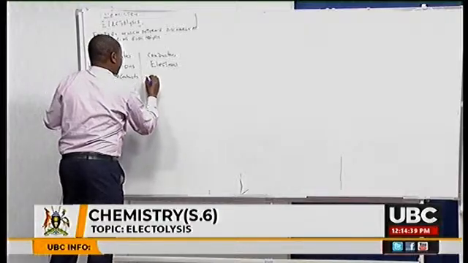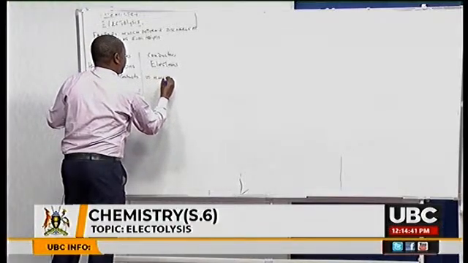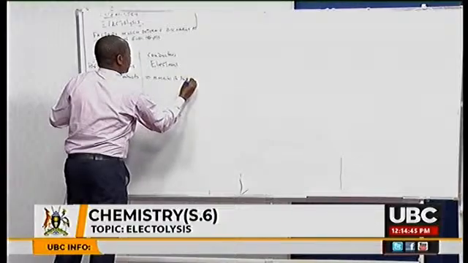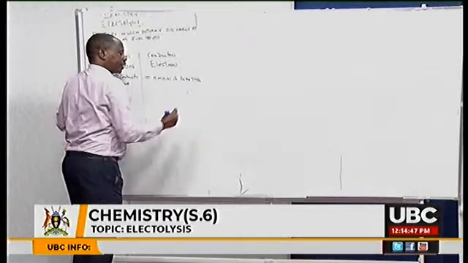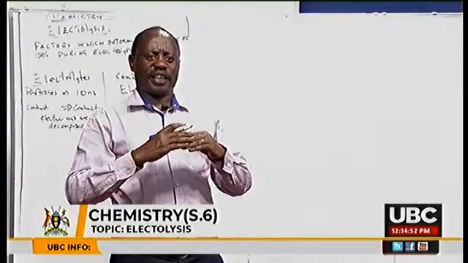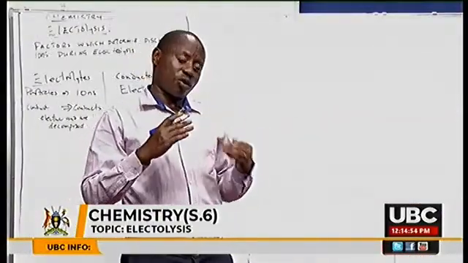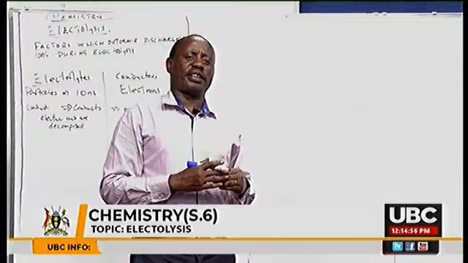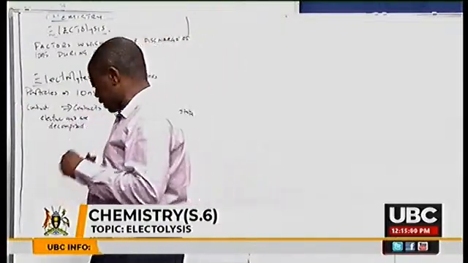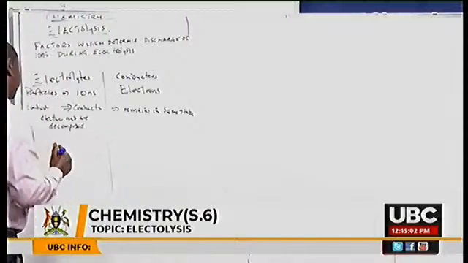Whereas this one conducts electric current but remains in the same state. Electrolytes, when they conduct electric current, are decomposed at the electrodes. Whereas conductors, when they conduct electric current, are they decomposed? No, they remain in the same state.